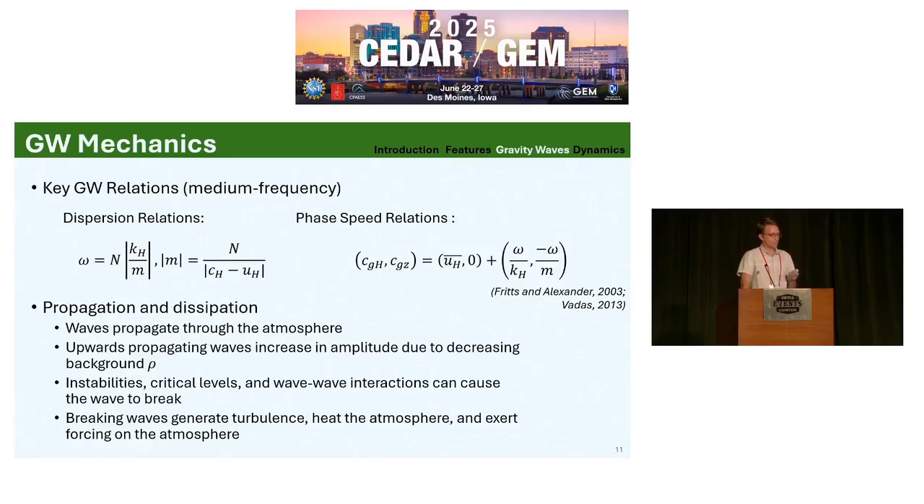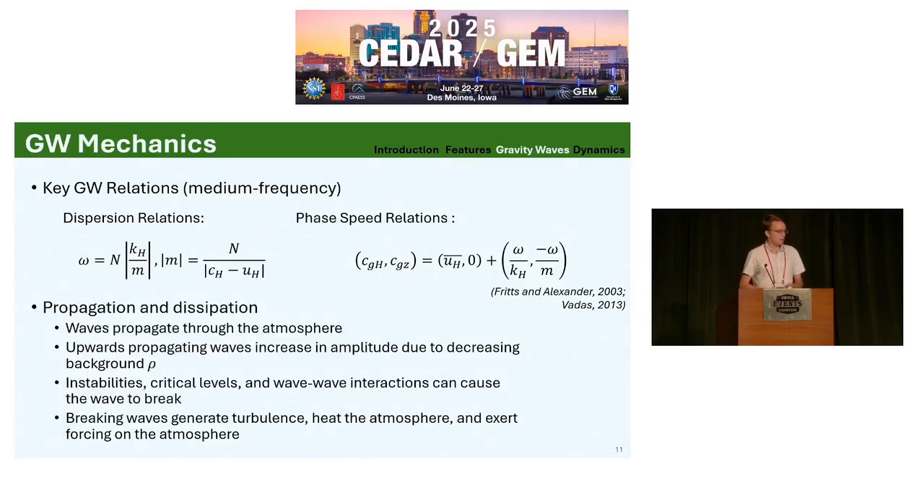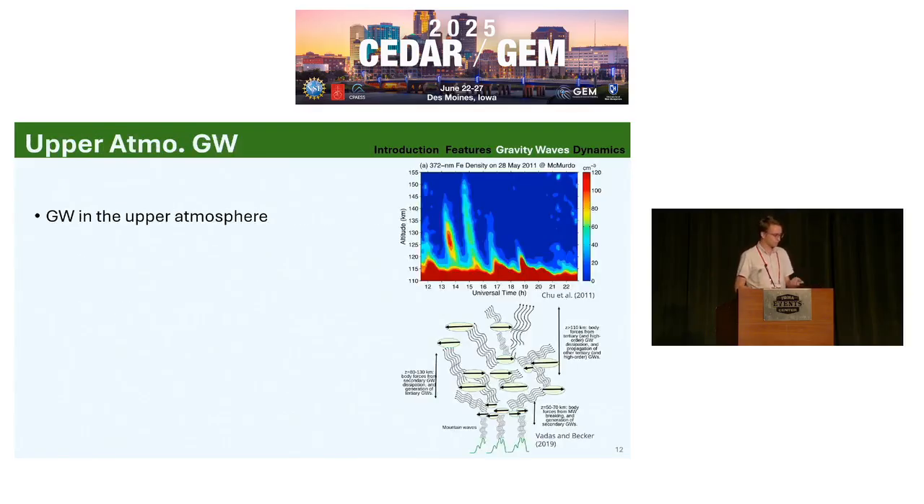Now, if these gravity waves get strong enough, or encounter instabilities in the atmosphere, or different wave-wave interactions, they can actually break and dissipate their energy into the mean flow. When these waves break, they generate turbulence, they heat the atmosphere, and like I said, they exert that forcing on the atmosphere. So how high up can these gravity waves go?